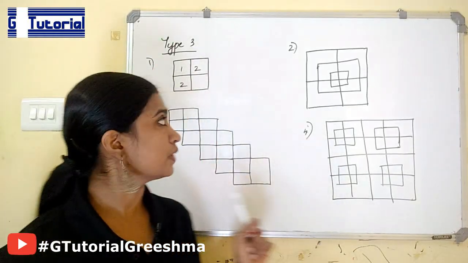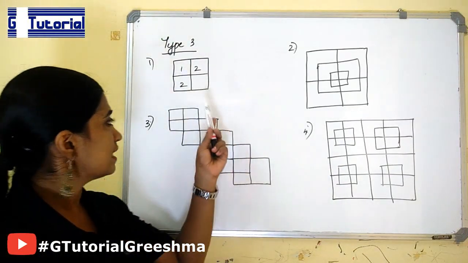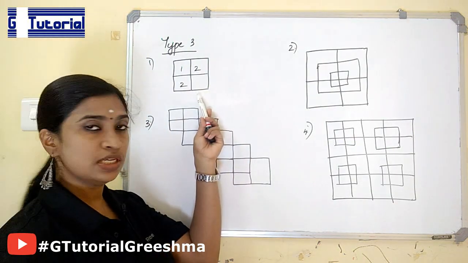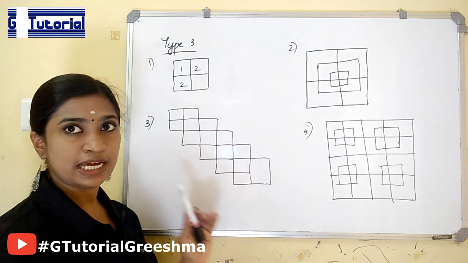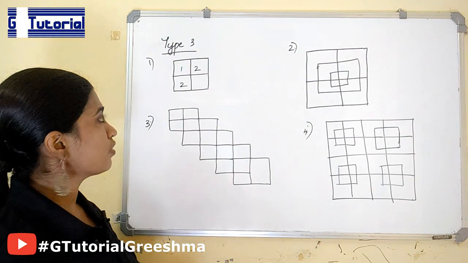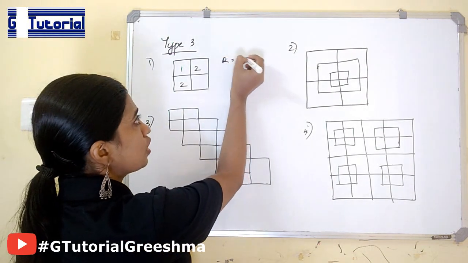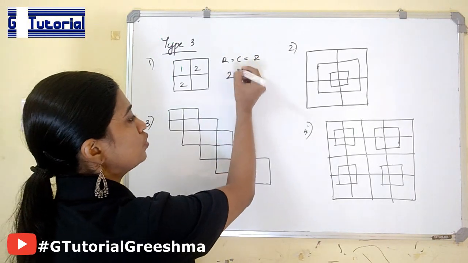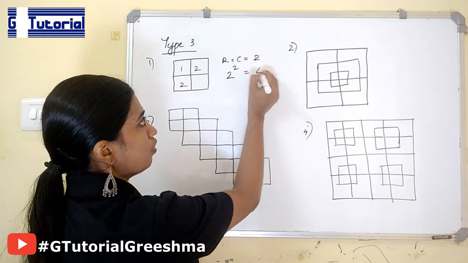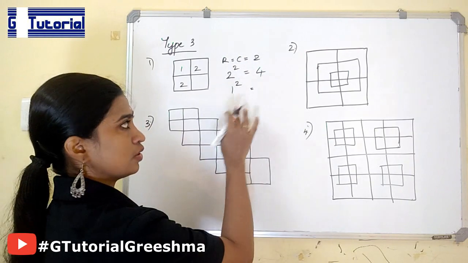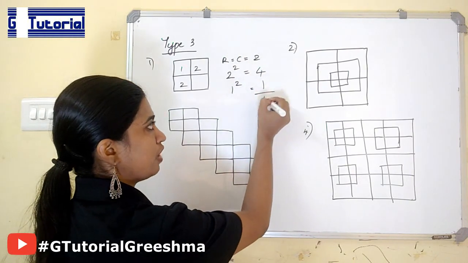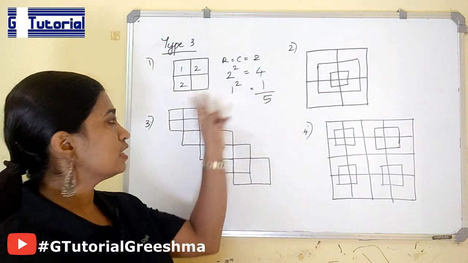This is type 3. Let us see the first question. This is similar to the previous type. So here the number of rows and columns is the same. So R is equal to C is equal to 2. So start with 2. 2 square is 4. Then 1 square. Then 0. So 1 square is 1. 4 plus 1, 5 is the number of squares in this problem.